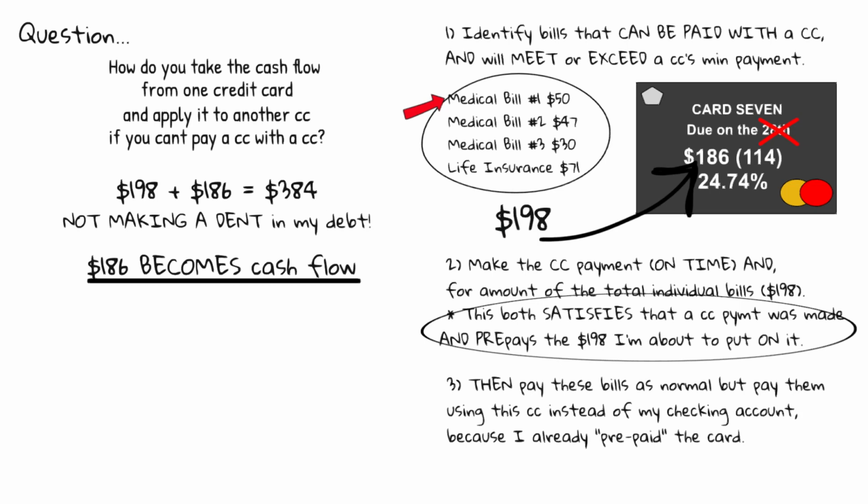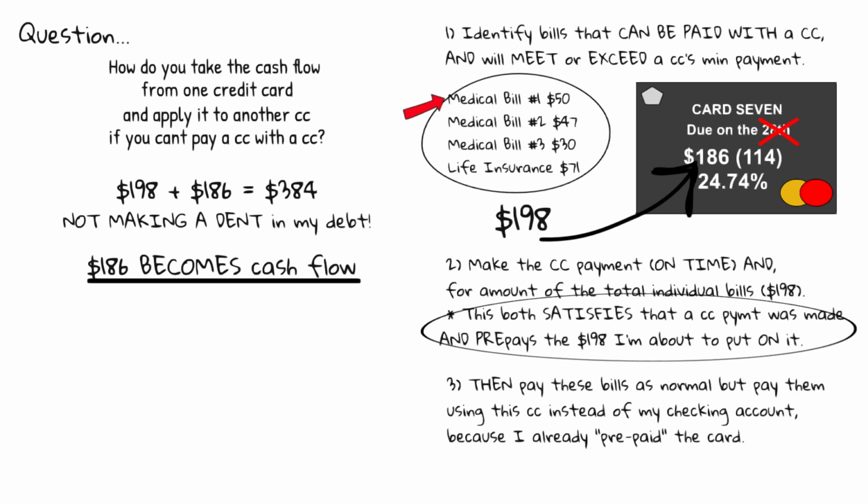And yes, there is interest. It's $114. But again, if I'm smart about this, I will take that $186 for that credit card payment and direct it to my primary card, the one that has much higher interest each month, and knock that one down just as fast as possible.